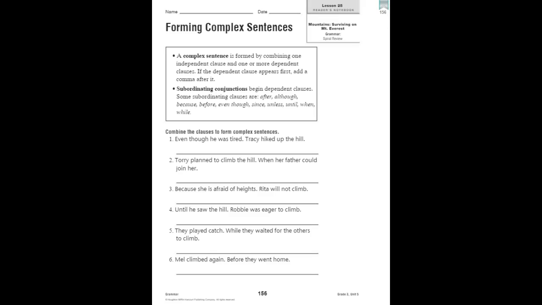So page 156 in your reader's notebook is where we're headed. You are going to read the information at the top. Talks about how a complex sentence is formed and talks about subordinating conjunctions, which we just reviewed. But this would be awesome information for you to go through anyway. Then you're going to work on combining the clauses to form complex sentences. So let's do the first one.